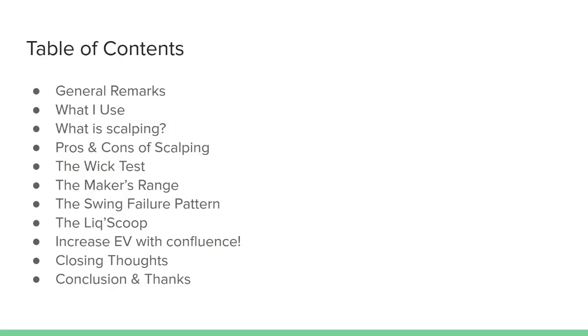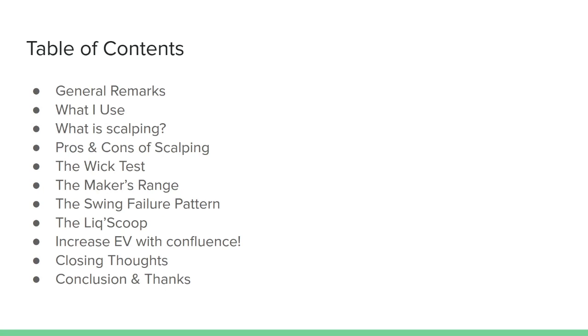Flipping over to our table of contents, we'll kick things off with some general remarks, and from there we'll move into some of the relevant platforms that I use for these setups. Then we'll talk a bit about what scalping is, some pros and cons of it, and from there we'll go into the four setups that I want to discuss, which are going to be in order: the wick test, the maker's range, the swing failure pattern, and the lick scoop.